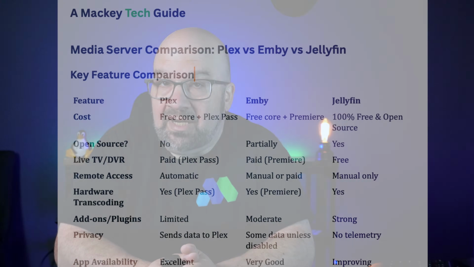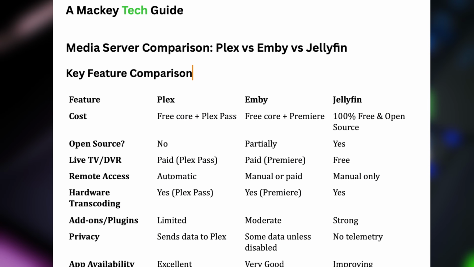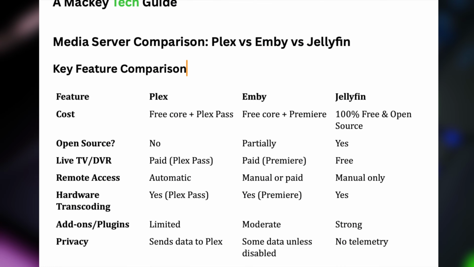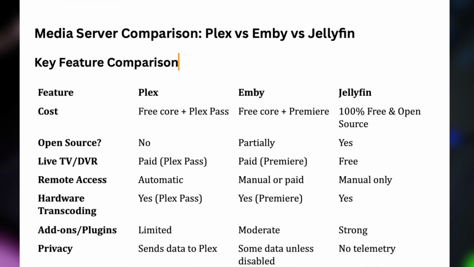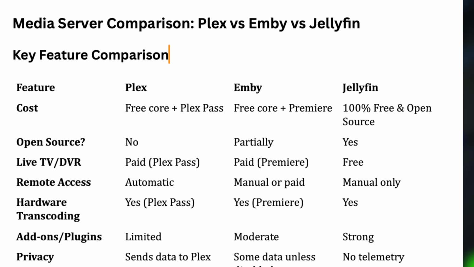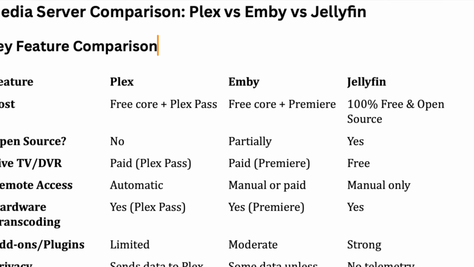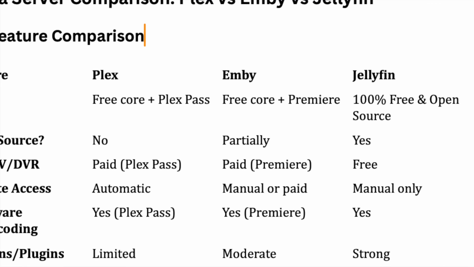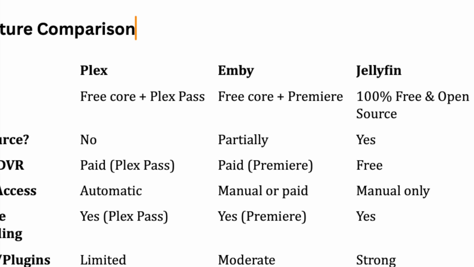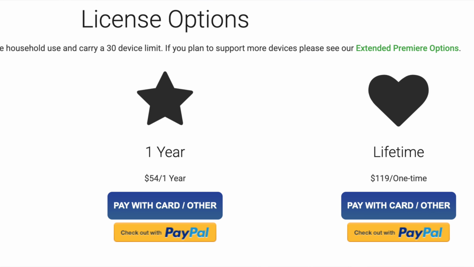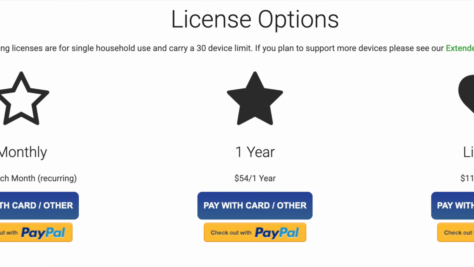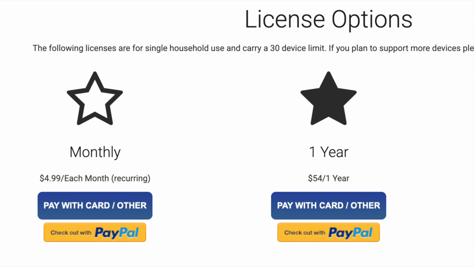But if you want features like hardware decoding or remote access for that matter, or offline sync, you'll need a Plex Pass subscription. Emby sits right in the middle. It gives you more privacy and control than Plex, and it's still pretty easy to use, but some of the best features like DVR and remote access, as well as hardware decoding, still require a paid Emby Premiere license.